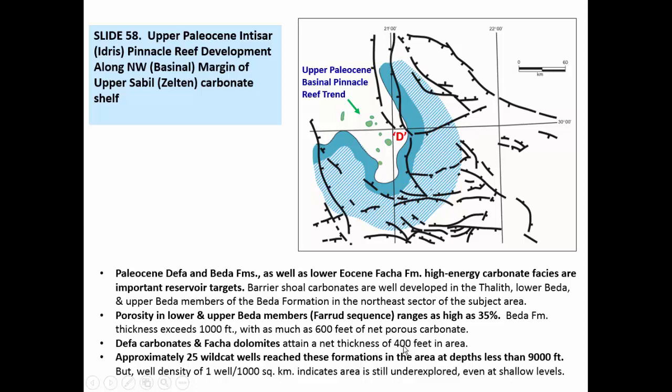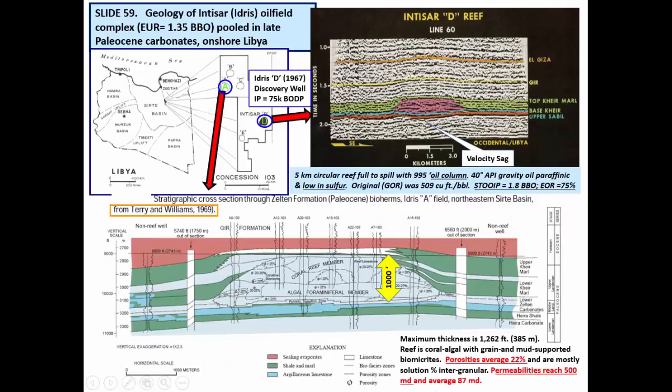25 wildcat wells reach these formations at depths less than 9,000 feet. But even then, right now they're probably not underexplored because they've shot 3D over them. Here's what these things look like in cross-section. That's 1,000 feet there. That's all reservoir in there. Here's what it looks like in a seismic section.